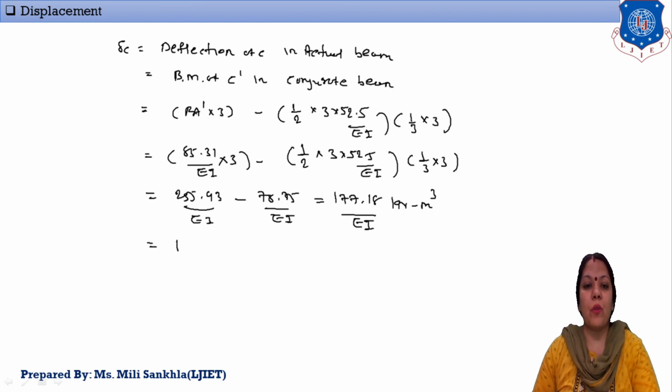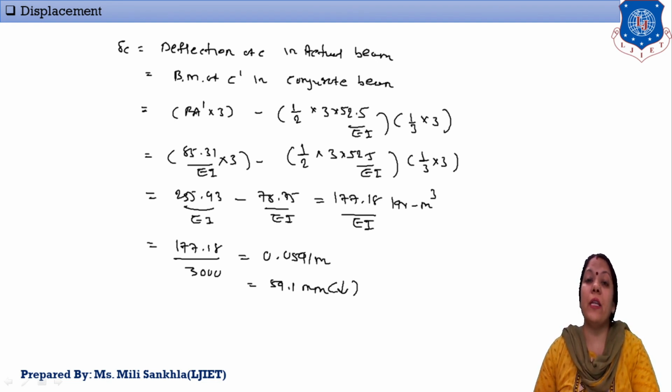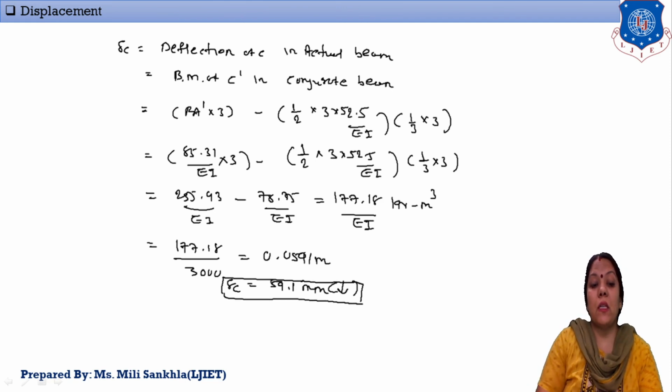Now one by one put the value. EI is equal to 3000. Now the answer is 0.0591 meter. If I want to convert into mm, then 59.1 mm, and this answer is positive, so it indicates down direction. This is our del C. Our example of simply supported beam with conjugate beam is complete here.